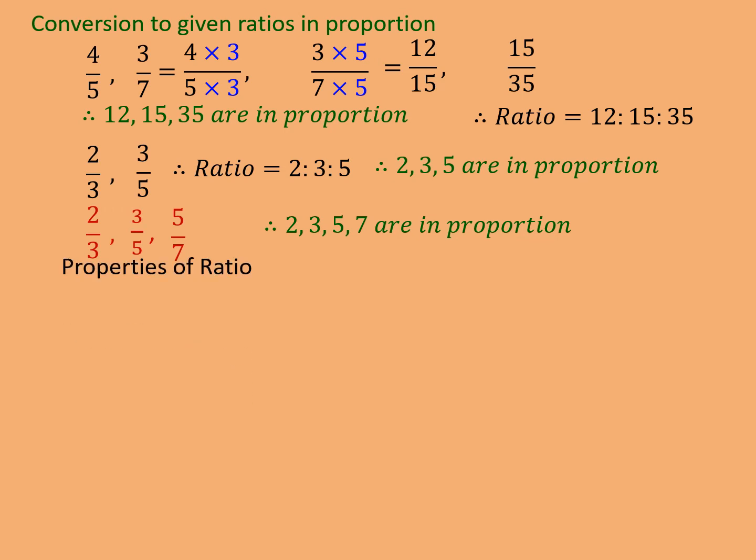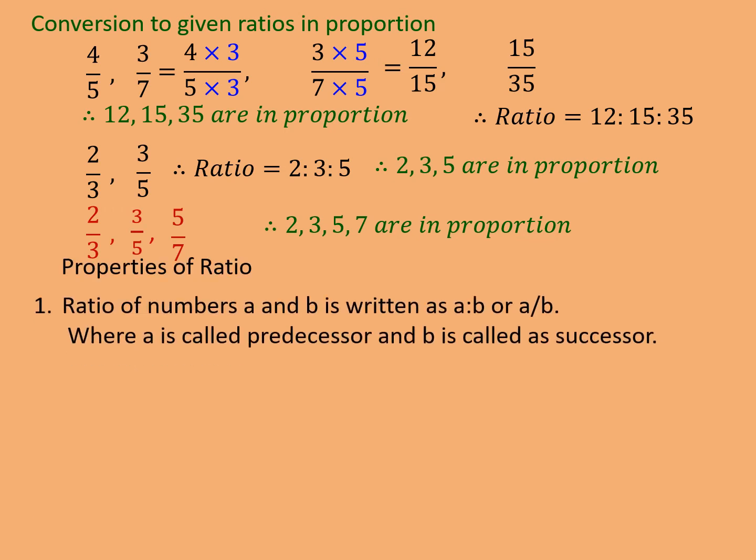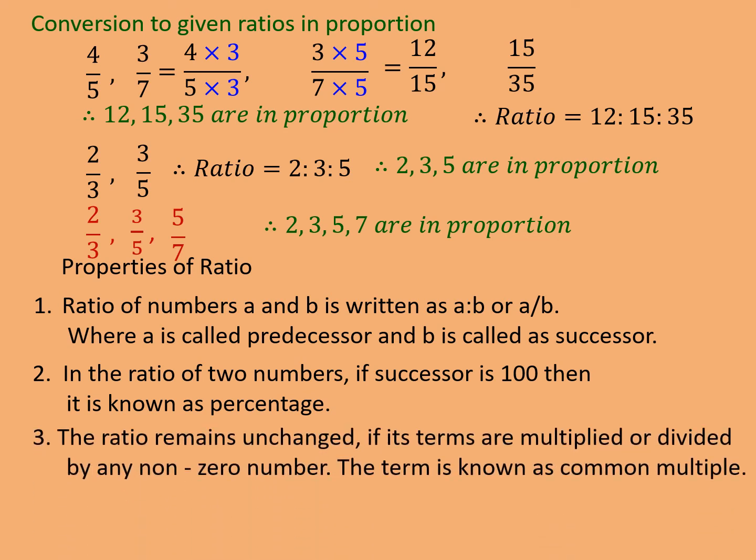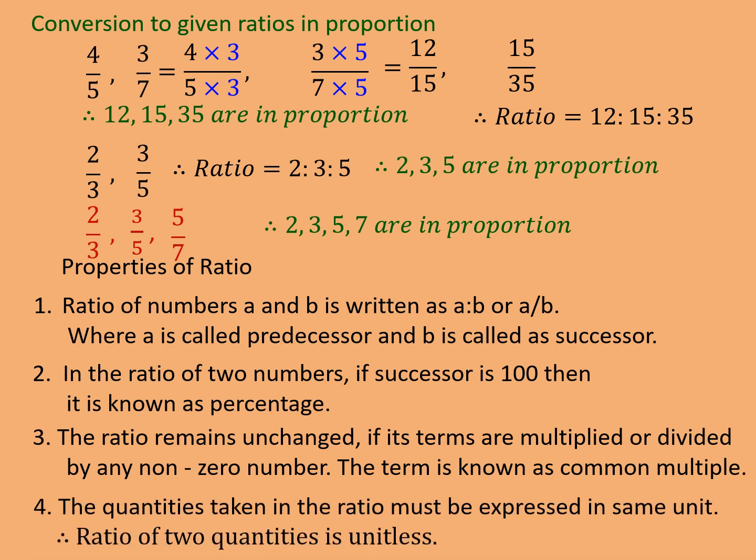Okay, so let us learn some properties of ratios. The first one, the ratio of the numbers a and b is written as a:b and a/b, where a is called the predecessor and b is called the successor. We have done all these things. If the successor is 100, then it is known as percentage. The ratio remains unchanged if its terms are multiplied or divided by any non-zero number. The term is known as common multiple.